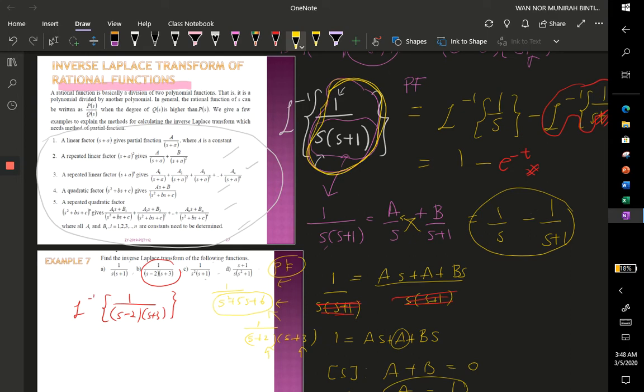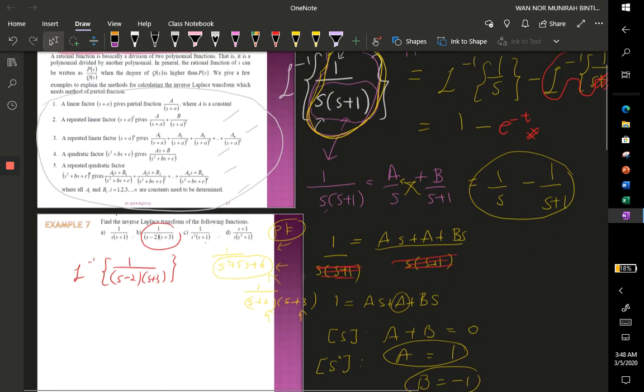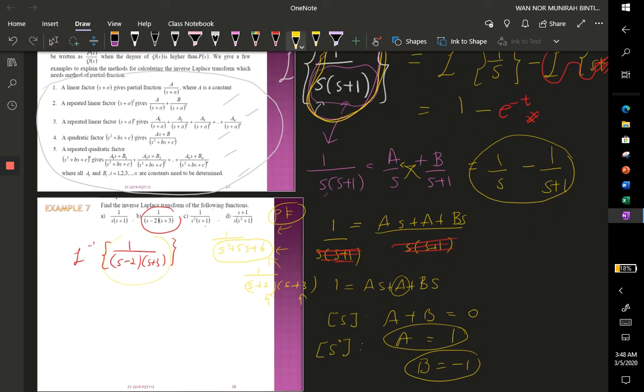When you apply completing the square, do not apply partial fraction. You must apply the first shift property of the inverse Laplace transform, because the first shift property is much easier than partial fraction. Okay, so now let's consider this one. I have S minus 2, S plus 3, so I try to solve this one separately.